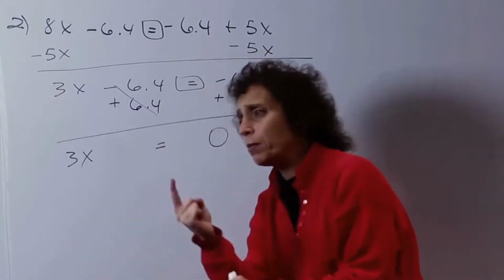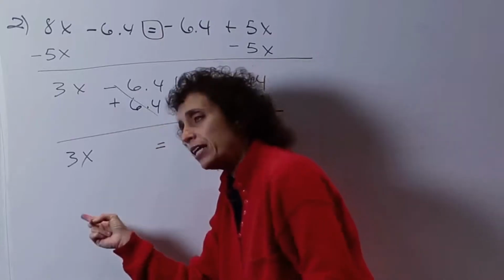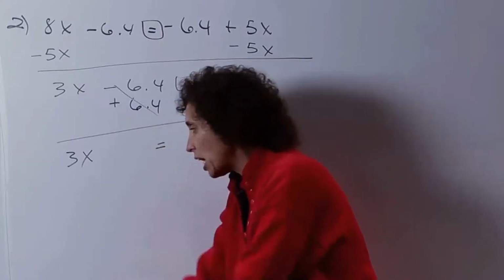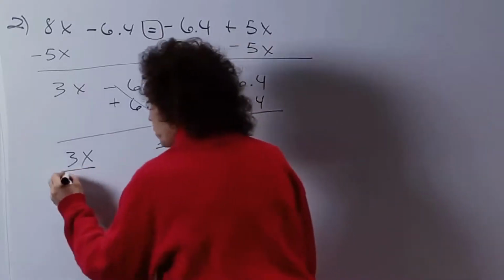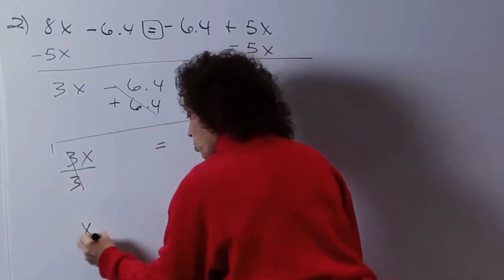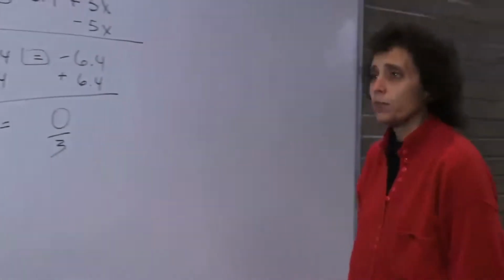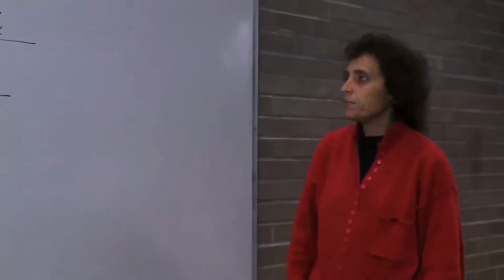If you go back and remember, we did conditionals, contradictions, and identity. This is definitely going to be a conditional because the variable did not drop out. Divide by 3. Divide by 3. X equals 0. Done deal. Awesome. All right. Number 3.